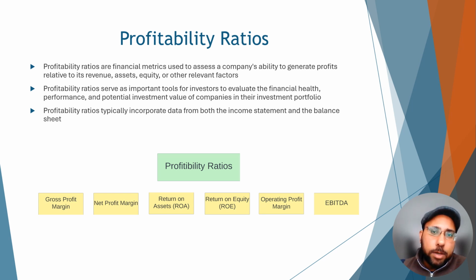Net income, as we know, is always going to be the denominator in a lot of these profitability ratios, and shareholder equity or shareholder funds is found in your balance sheet.